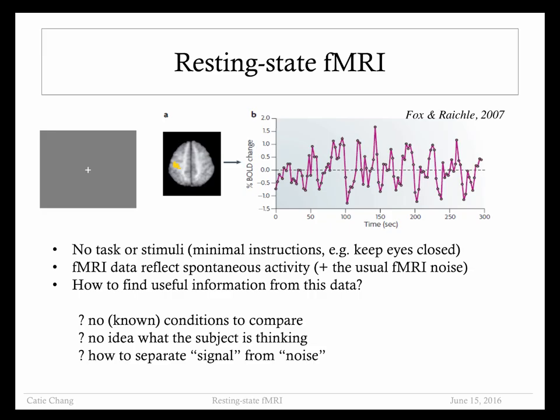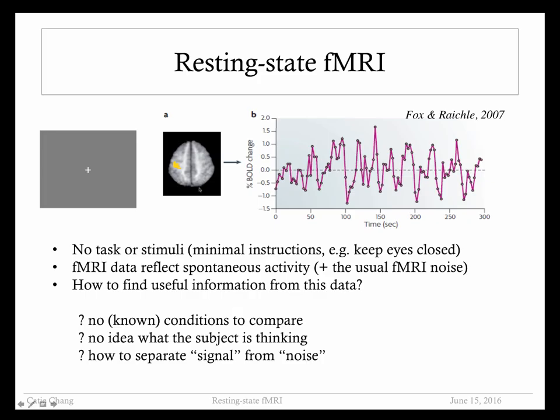And then there's the question of how we can tell which of these little signal fluctuations are driven by neural activity and which come from the many types of noise that we know is in fMRI. This is an important topic and is going to be discussed in more detail in a future lecture. But it turns out that resting state data are very rich and interesting. We just need to think about other ways of analyzing it.